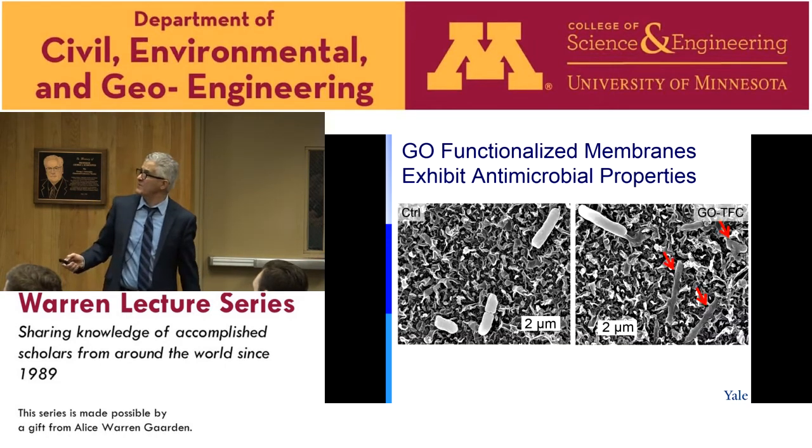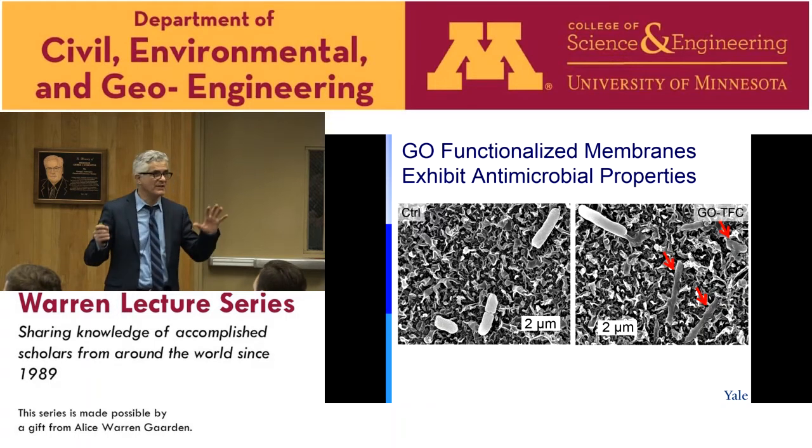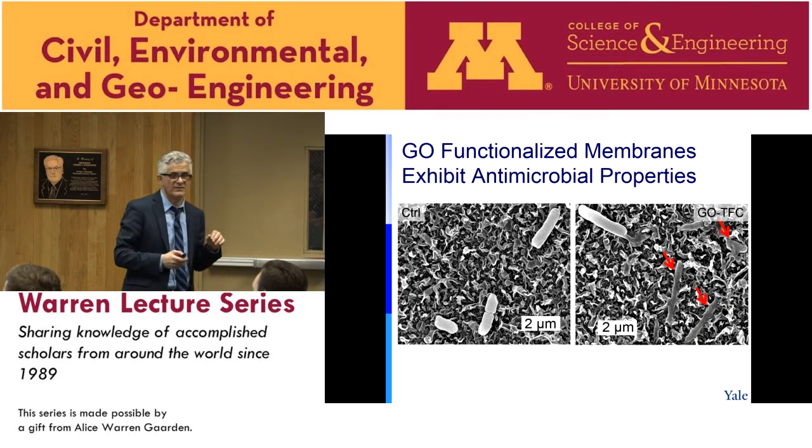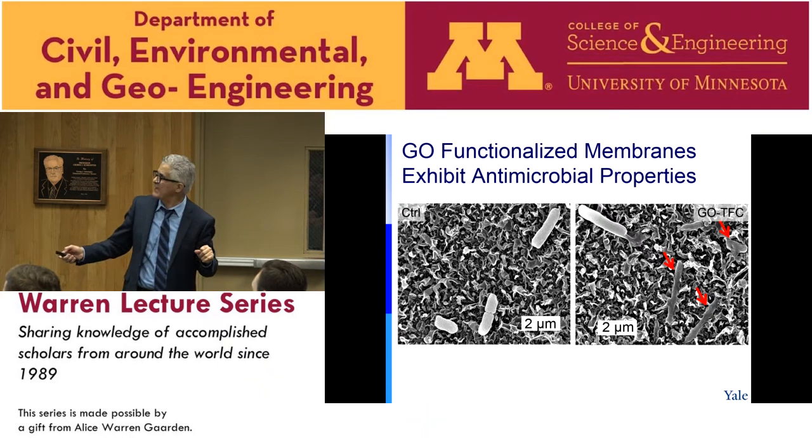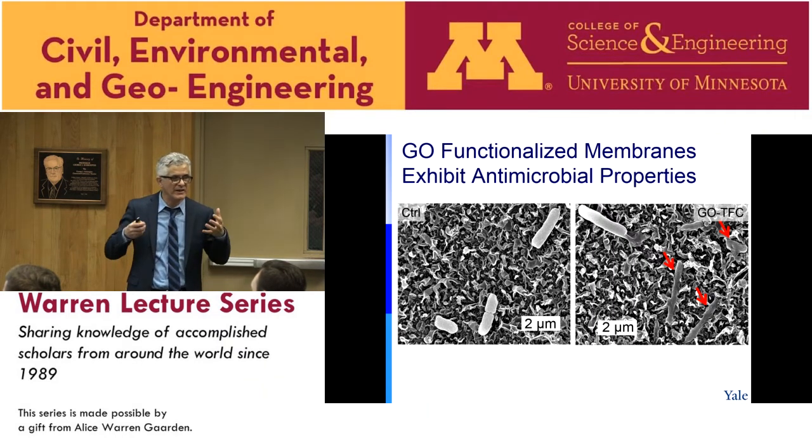You can look at this membrane. This is the control membrane. This is typical bacteria, which is healthy, round, and so on. And this is the bacteria after contact with the graphene oxide. It was very, very severe damage to the bacteria wall. They shrunk, and they practically died.